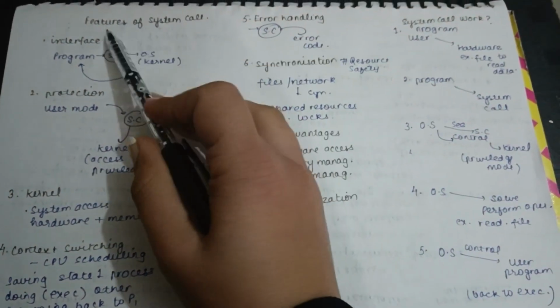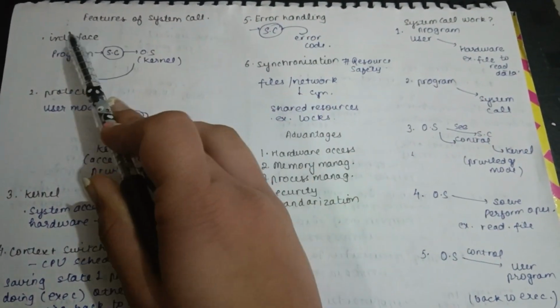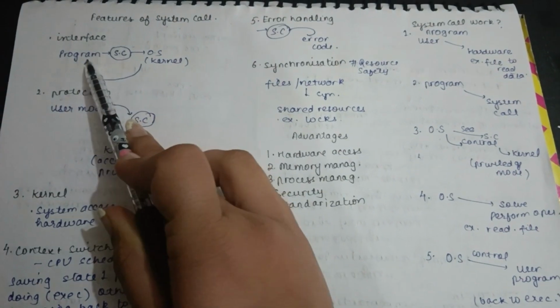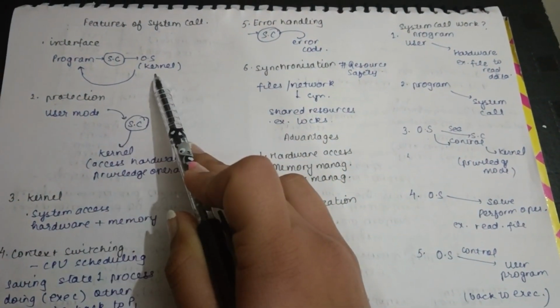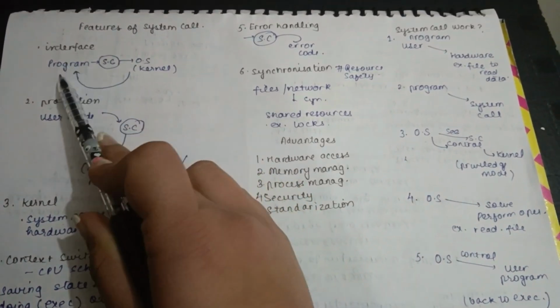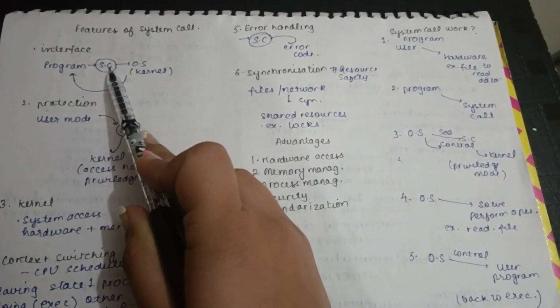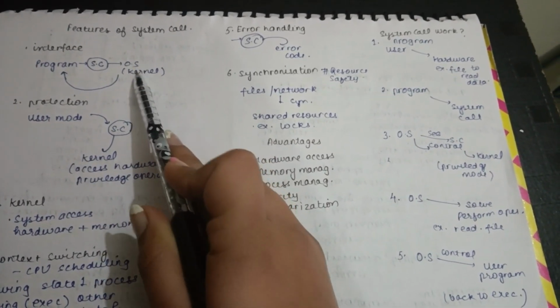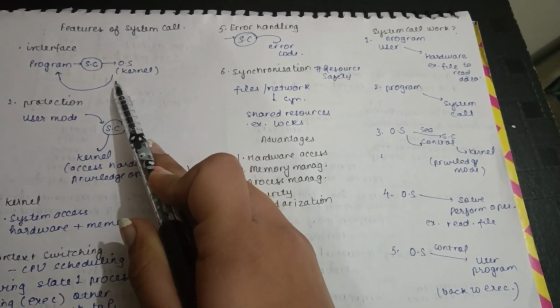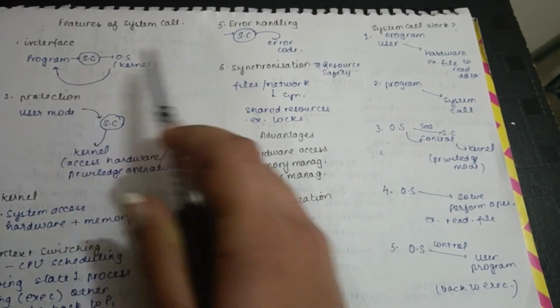Now we have the features of the system call. Number one, it provides the interface between the program and the kernel. Because in order to access the resources or the services of the operating system, a program has to interact or make a system call, and the system call will ask the operating system about the services, and the kernel will take hold and return with the answer.